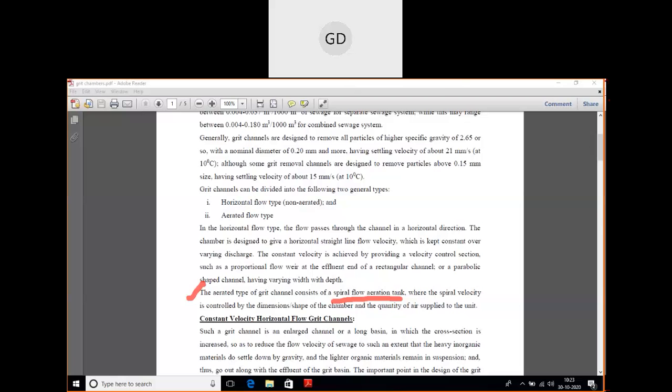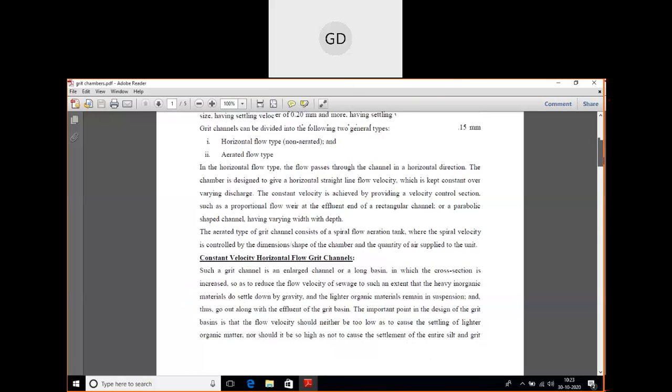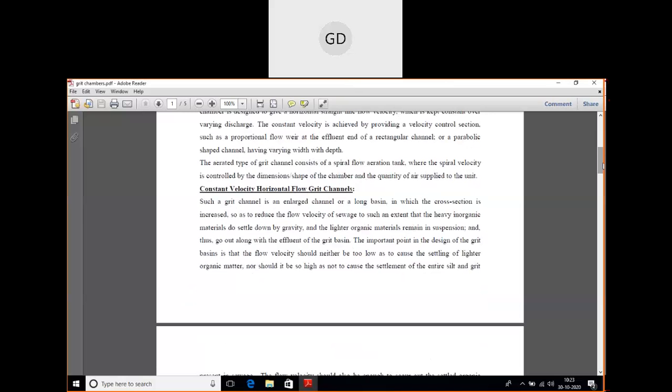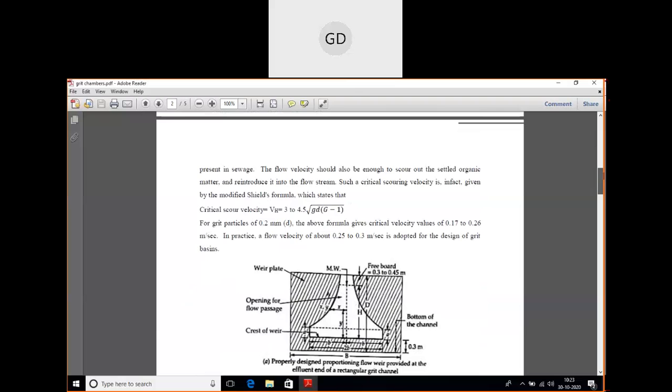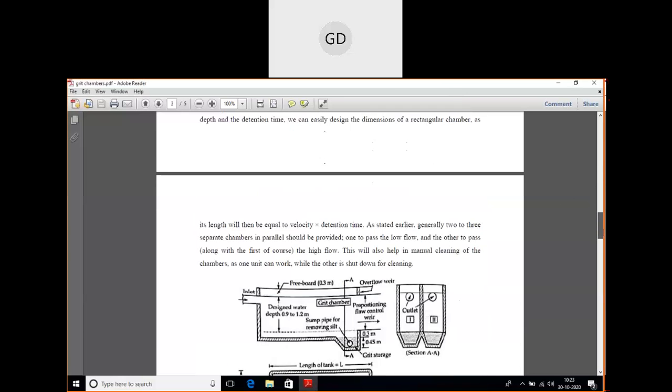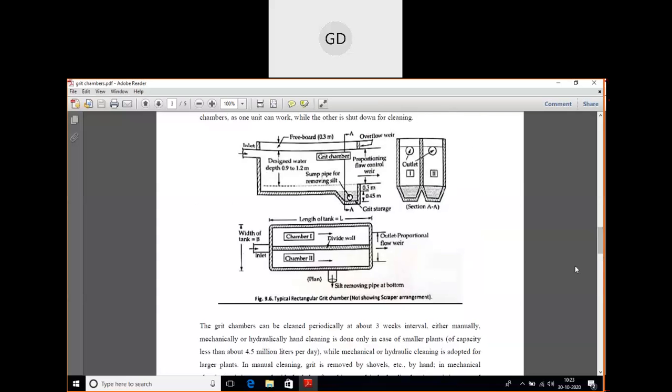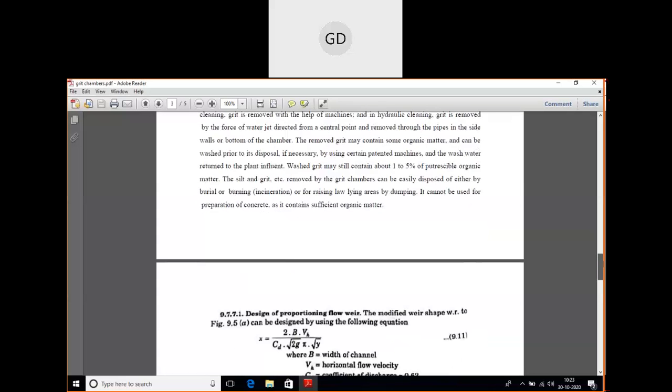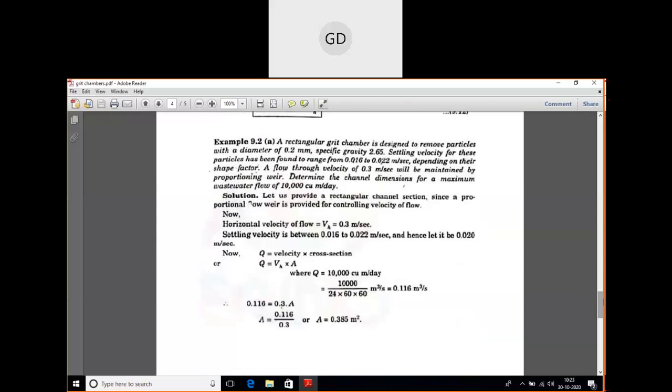Okay, so next is the constant velocity horizontal flow grit chambers. There is nothing much to discuss here, but there are certain formulas you can see, like this formula for critical scour velocity, and the formula for the horizontal velocity, which you need to use. Let's do one numerical. Then I think we will know the values that we should remember. Okay, so this is a numerical.